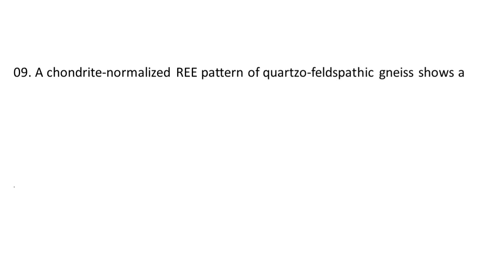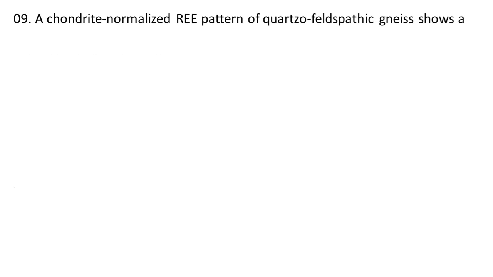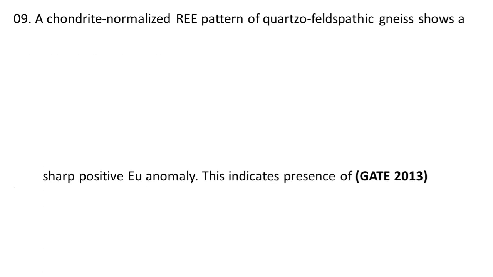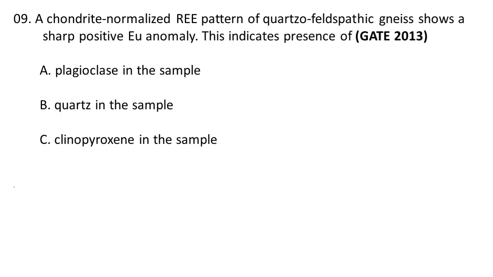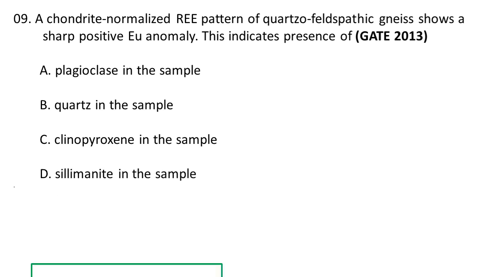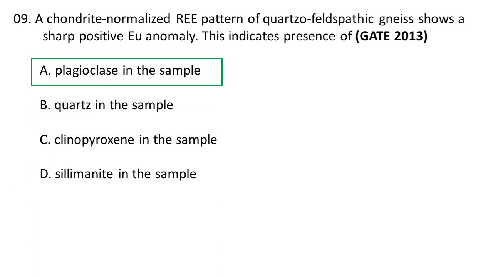Next question. A chondrite normalized REE pattern, rare earth pattern, of quartzo-feldspathic gneisses shows a sharp positive Eu anomaly. So this indicates the presence of: A plagioclase in the sample, B quartz in the sample, C clinopyroxene in the sample, and D sillimanite in the sample. So the correct option is plagioclase in the sample. Next question.